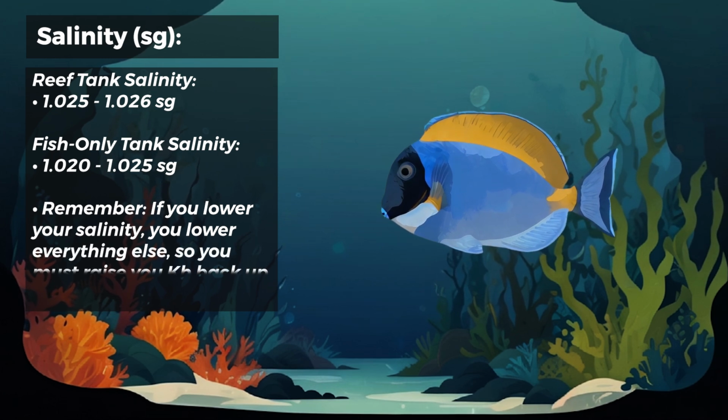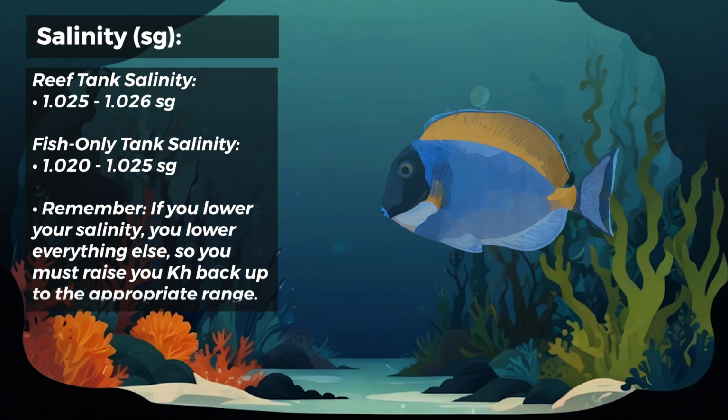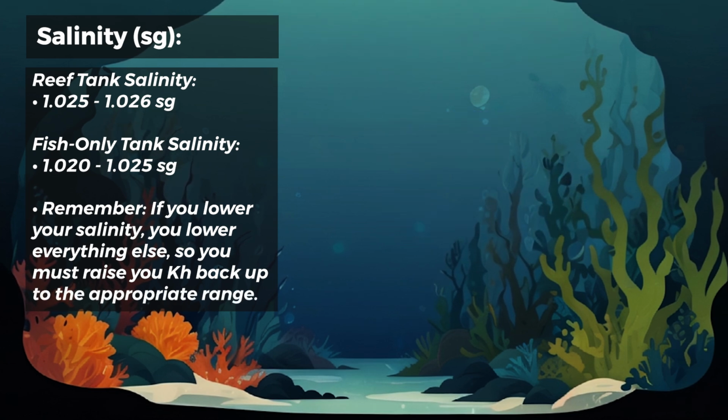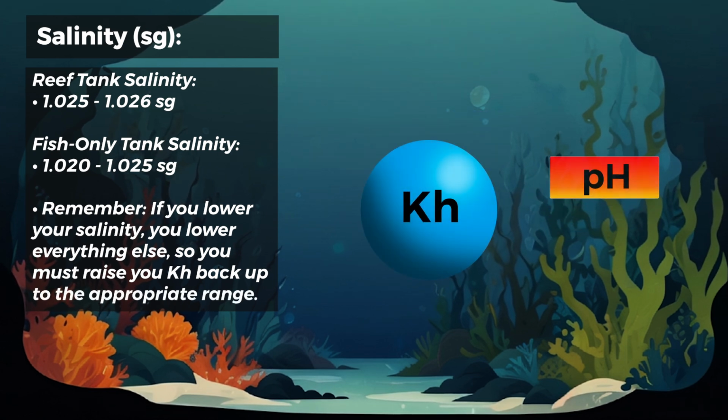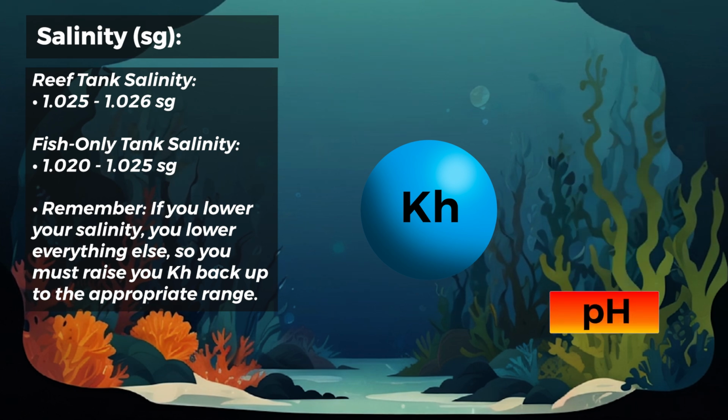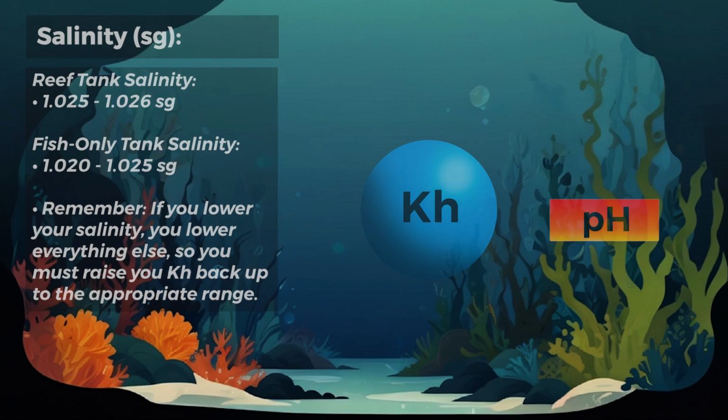One thing to bear in mind, however, is that if you intend to keep a fish-only system with a lower salinity, you do need to make sure that your other water parameters like alkalinity are raised to the correct range so that you can keep your pH stable, in which case you should supplement your alkalinity separately.